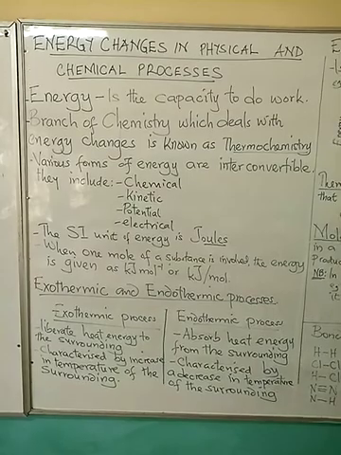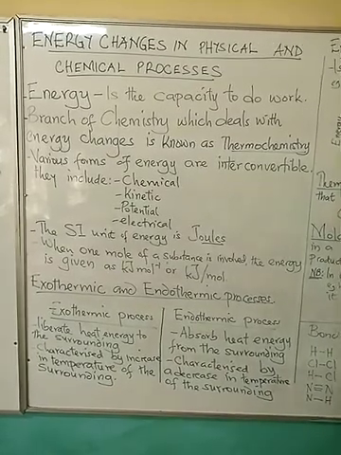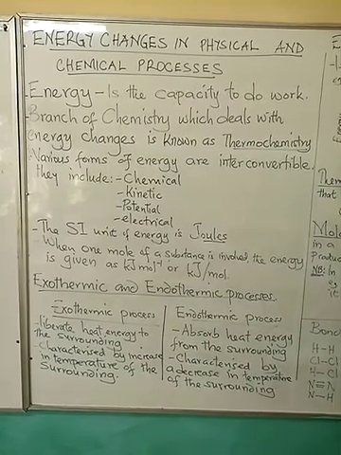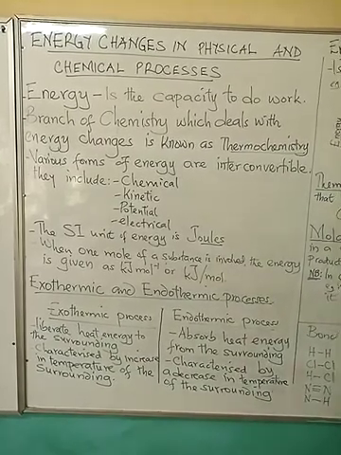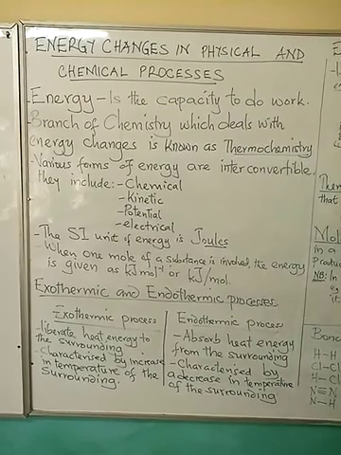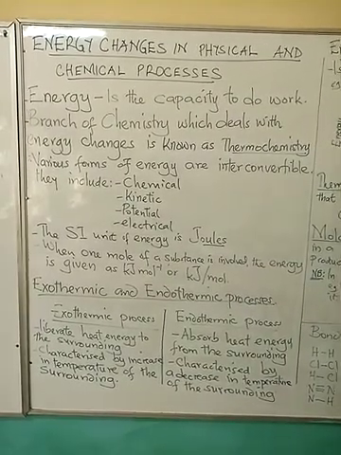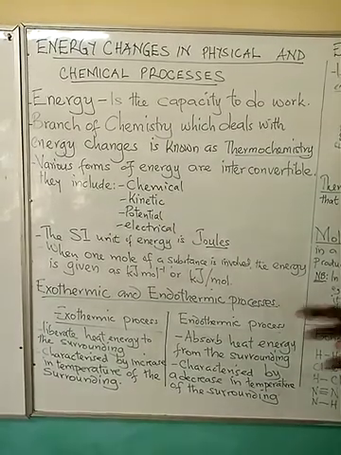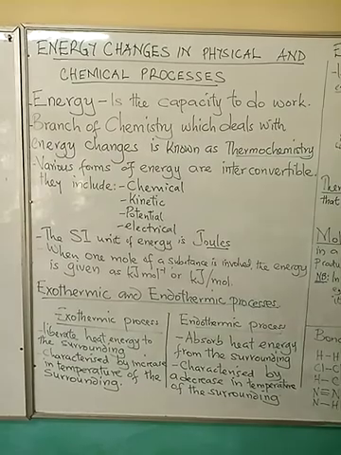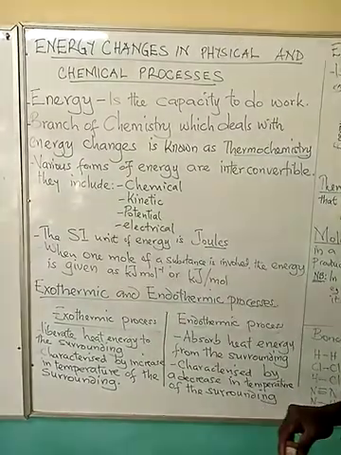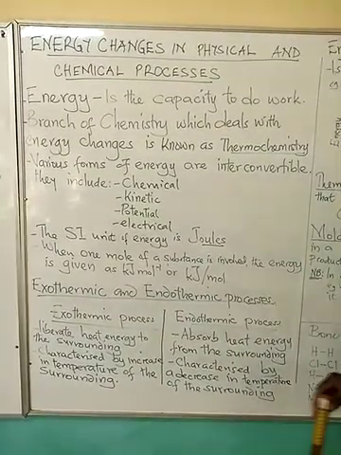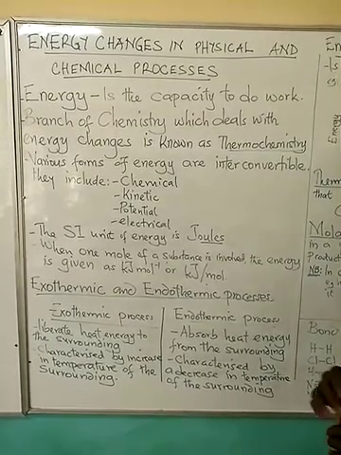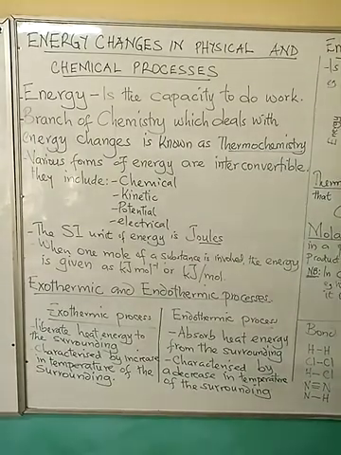An exothermic process involves heat energy being liberated to the surrounding and is normally characterized by an increase in temperature of the surrounding. That is, when the reaction takes place, the heat energy is released, and when measured using, for example, a thermometer, you realize that the temperature of the surrounding normally rises because the bond breaking or bond formation involves heat energy being released.